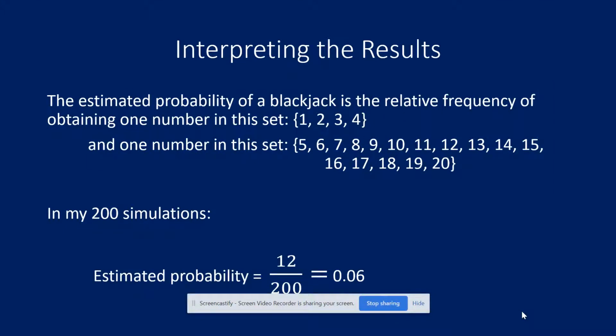So what does that mean? Well, that is our estimate of the probability of a blackjack. It happened 12 times out of 200 simulations for a proportion of 0.06. So I would estimate about 6% of the time you get a blackjack. Now, the true probability, if you look it up, is actually 4.8%. So I was not that far off. 0.048 would have been the true probability, and I got 0.06. So not too bad. That was only using 200 simulations.